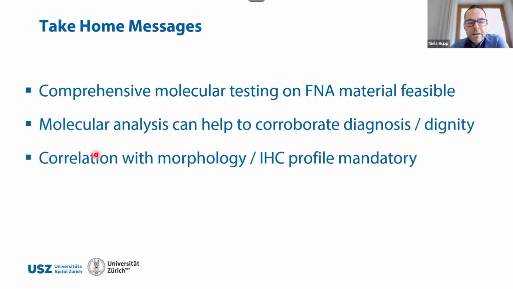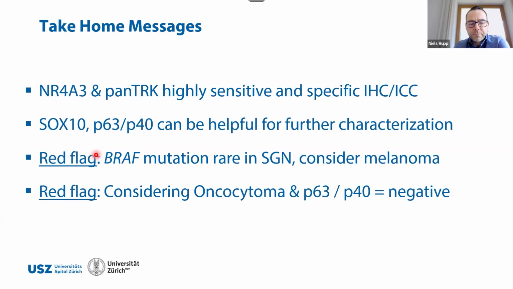So the take-home messages are: comprehensive molecular testing on FNA material is feasible and can help to corroborate the diagnosis and also the dignity. The correlation with morphology and the IHC profile is mandatory. So this is really important. As I showed, there's just a BRAF mutation. There's a large spectrum of potential entities which can be behind this mutation, and you cannot rely just on one molecular alteration without considering all the other groups of morphology and immunohistochemistry.